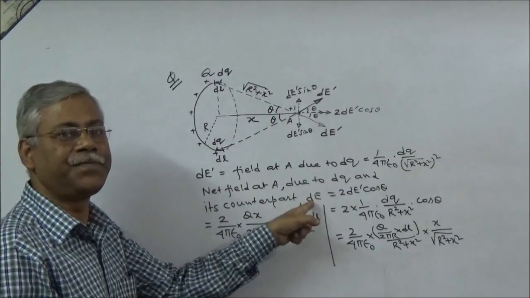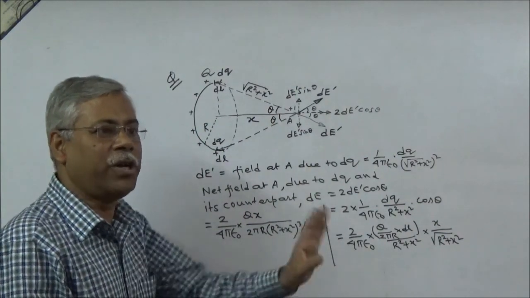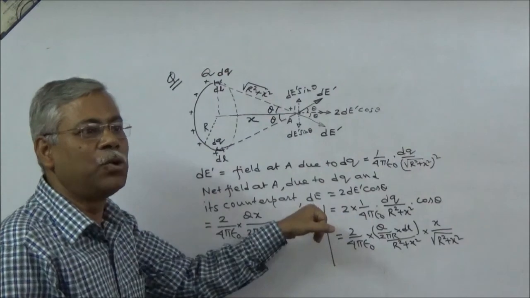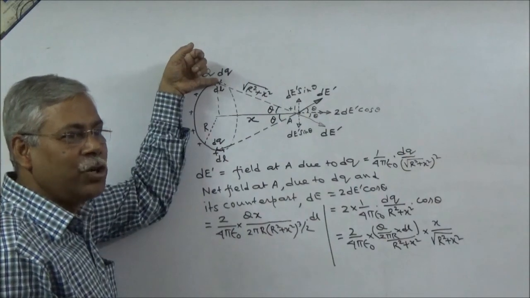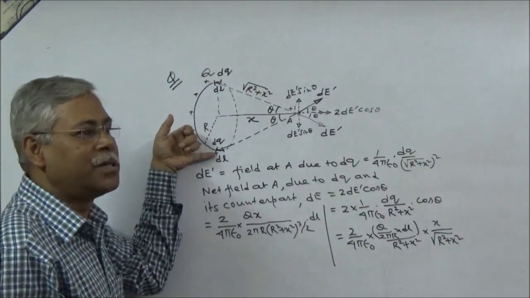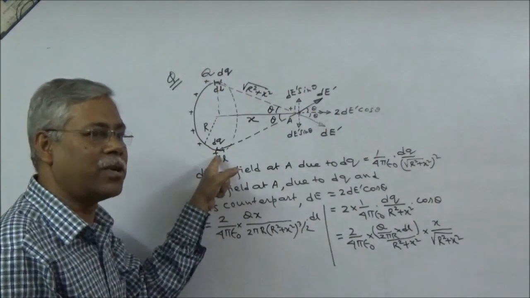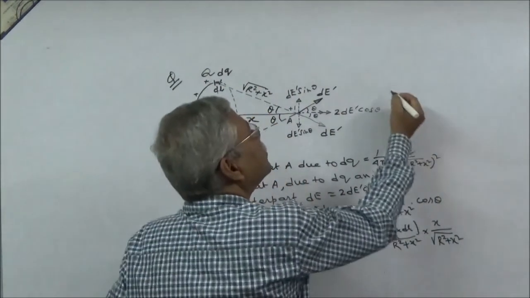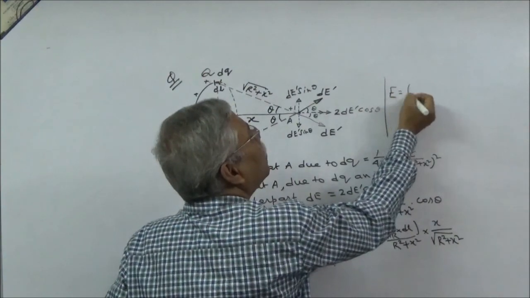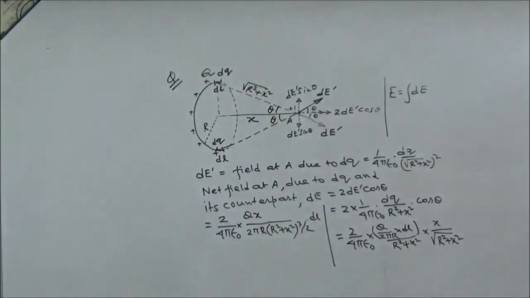This is dE. In order to find E, I will have to integrate. I have not yet done the integration. I have written only dE. What is dE? The field at this point due to this dq and its counterpart. So what is the field at this point? What is the field at this point due to dq and its counterpart? Have you understood this much? Now write E. Hence, E equal to integration dE.